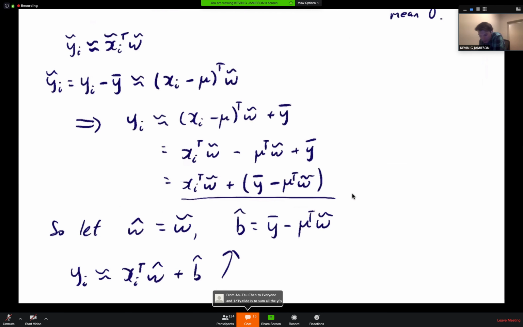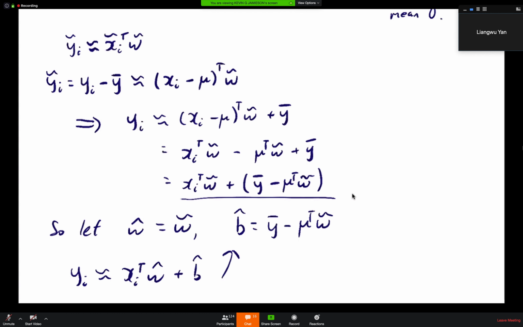And so what we see is that the optimal w hat is just this w tilde that I solved for when I demean my data. And then the b hat that I have to use to estimate yi is just this quantity that came out of this process of demeaning. So you first demean your data, you solve for w tilde and b tilde, and then you plug in, you find out what they should have been if there was no offset in the data. Okay. Any questions on that?